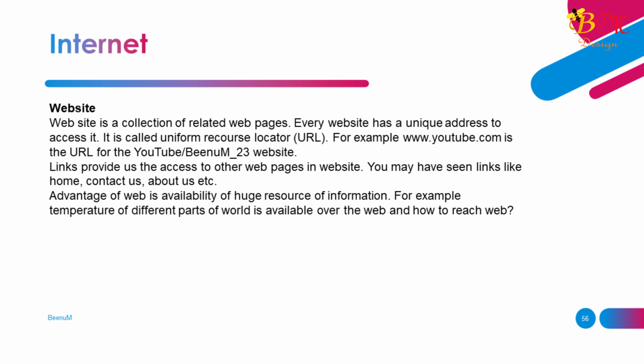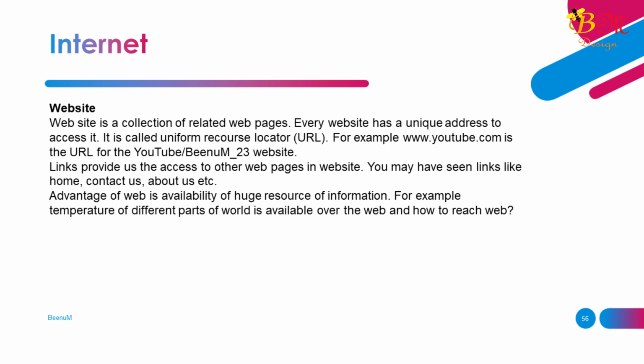Website. A website is a collection of related web pages. Every website has a unique address to access it. It is called Uniform Resource Locator, URL. For example, www.youtube.com is the URL for the YouTube website.